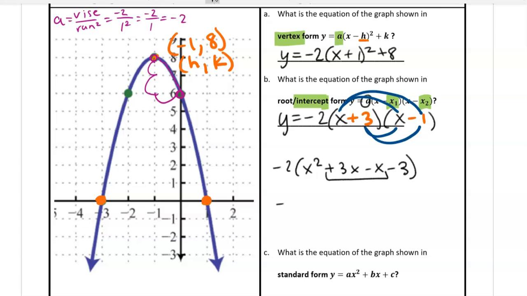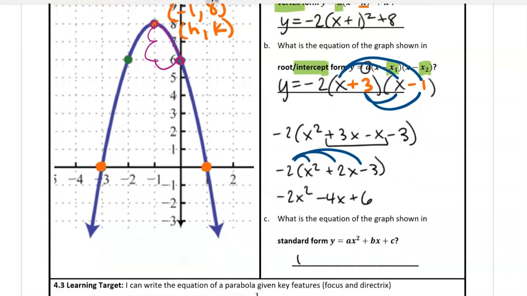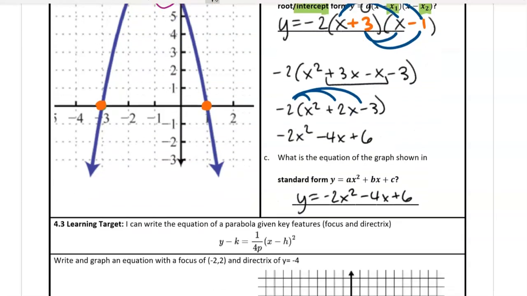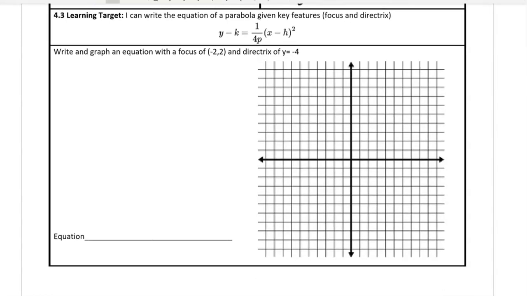Combine our like terms in the middle here. And then we can distribute that too. So negative 2x squared, negative 4x, and positive 6. So our standard form is y equals negative 2x squared minus 4x plus 6. Awesome. Move on. Focus and directrix, my favorite.